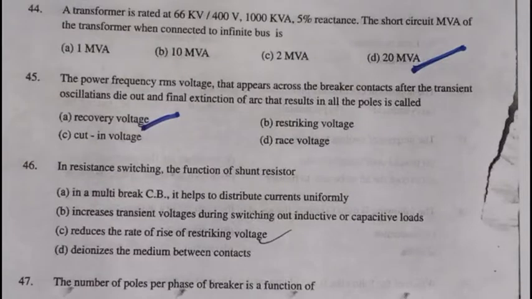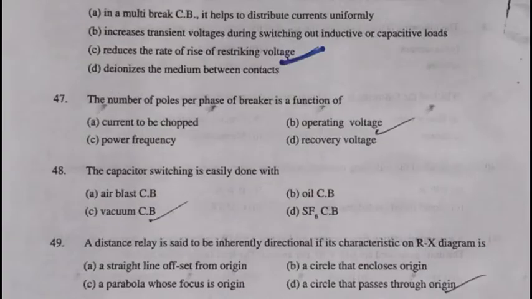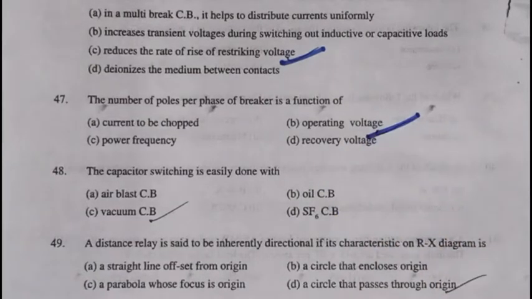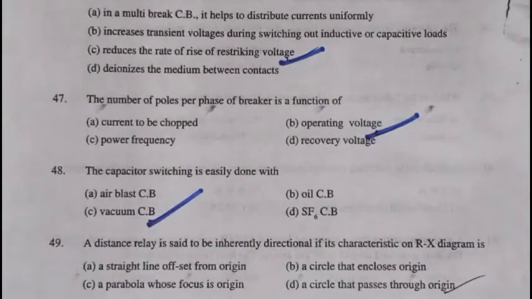Question number 46. In resistance switching, the function of shunt resistor is to reduce the rate of rise of restriking voltage. Question number 47. The number of poles per phase of breaker is a function of. Answer: operating voltage. Question number 48. The capacitor switching is easily done with vacuum circuit breaker. Question number 49.